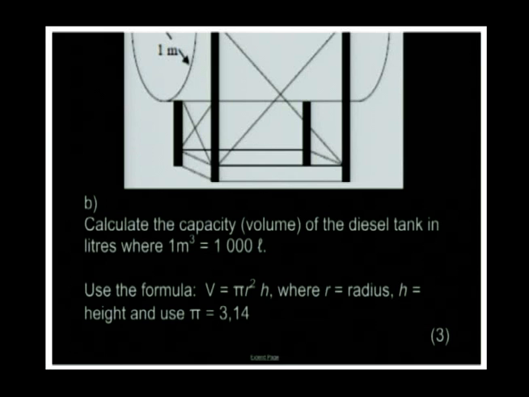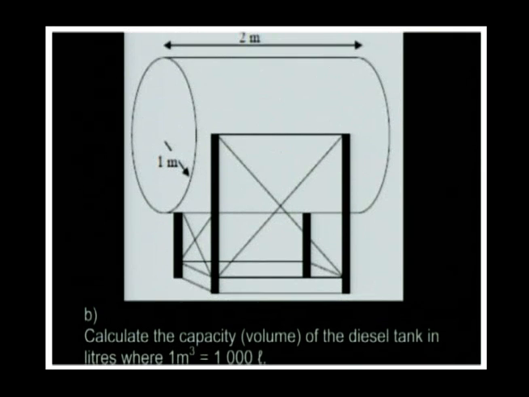Now, it looks like there's more to it. Calculate the capacity, in other words, the volume of the diesel tank in litres, where 1 metre cubed is equal to 1,000 litres. Use the formula. It's telling you to use it, so we're going to use it. Use the formula that volume is equal to pi times r squared times h, where r is the radius, h is the height, and we're going to use pi as 3,14. Here's our tank. We want to know how much diesel can I put in that tank. Okay, and in order to do that, we want to find the volume of that tank.